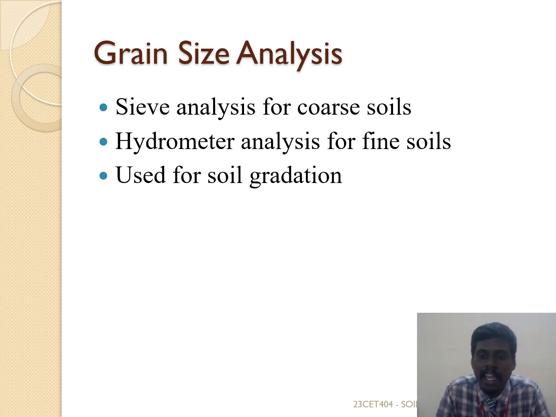The next one is the grain size analysis. Based on the grain size analysis, the soil should be graded. That is used for soil gradation also. When it is a coarse grained soil, the sieve set analysis is used. When it is a fine soil, below 2 micrometer, it is not possible to use the sieve set. So that much of soil particle should be analyzed for grain size by hydrometer. This is also one method used in the laboratory.